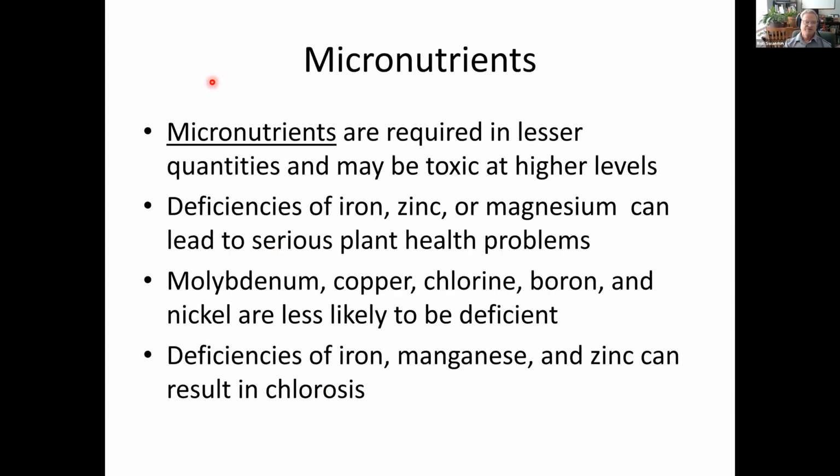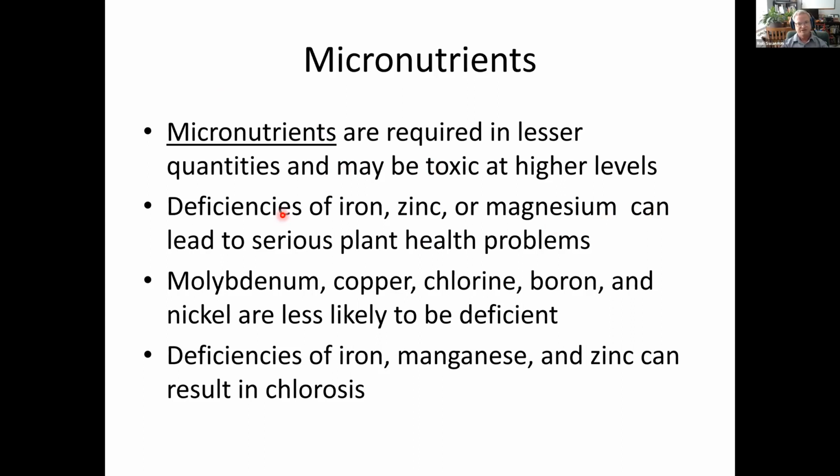Again, then finally, we have the micronutrients. These are required in lesser quantities. And in fact, they might become phytotoxic at higher levels. So there's some there that can bind in the soil to other compounds if it's there too high, and cause some toxicity to the plant material. Deficiencies of iron, zinc, and manganese can lead to serious plant health issues.